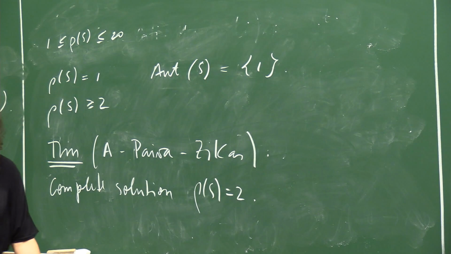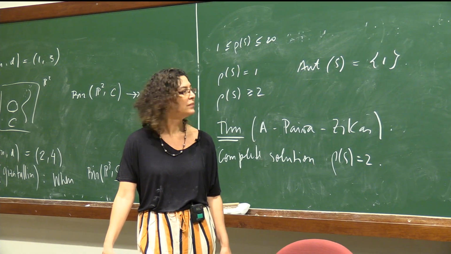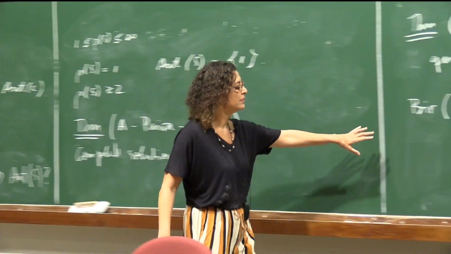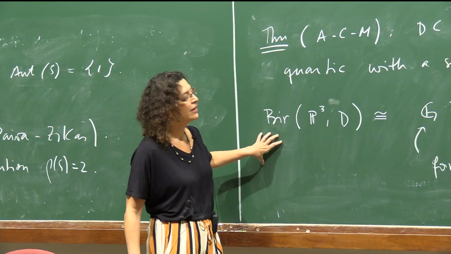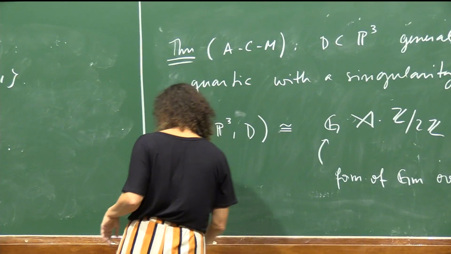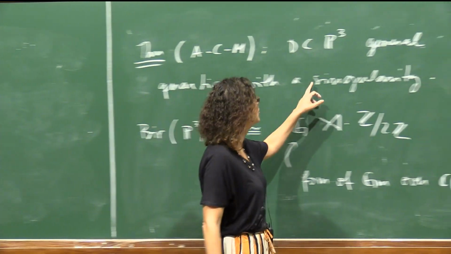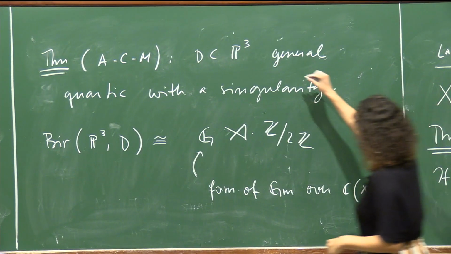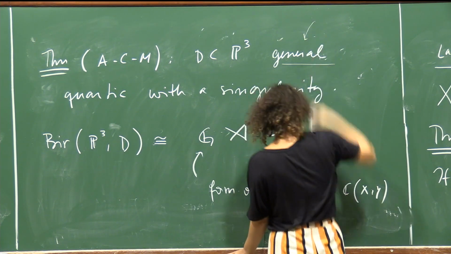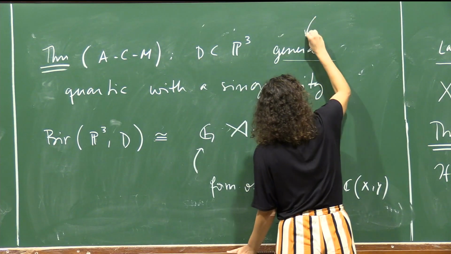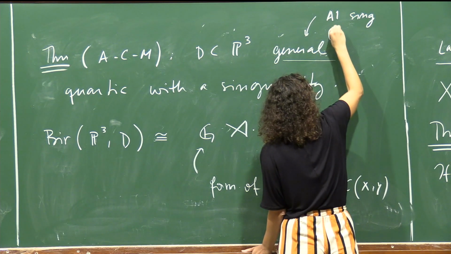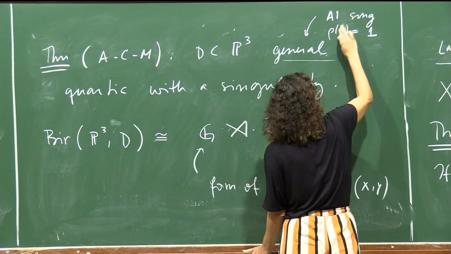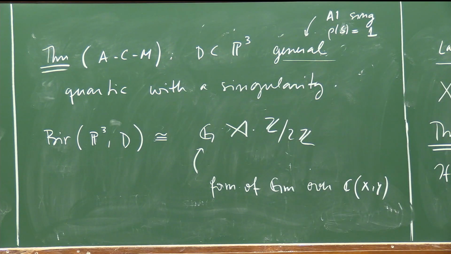So, in this theorem, what does general mean? Because in the previous one, it was smooth and Picard rank 1, right? Yes. So here, general means that the singularity is an A1 singularity, and again, the Picard rank of S is 1. Okay, thank you.